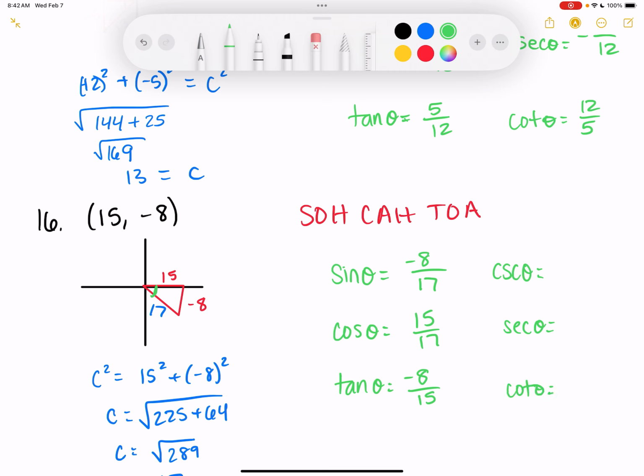So what would cosecant be? 17 over 8, or negative 17 over 8. Yep. Secant. Negative 17 over 15. It's positive. Oh, I mean positive 17 over 15. Cotangent. Negative 15 over 8. Yep, negative 15 over 8.